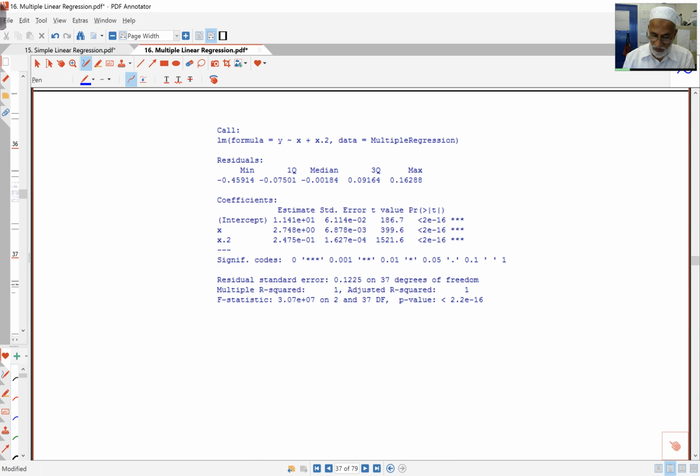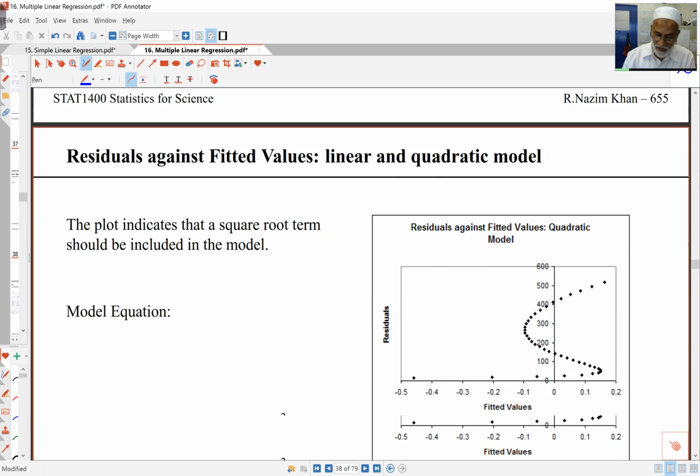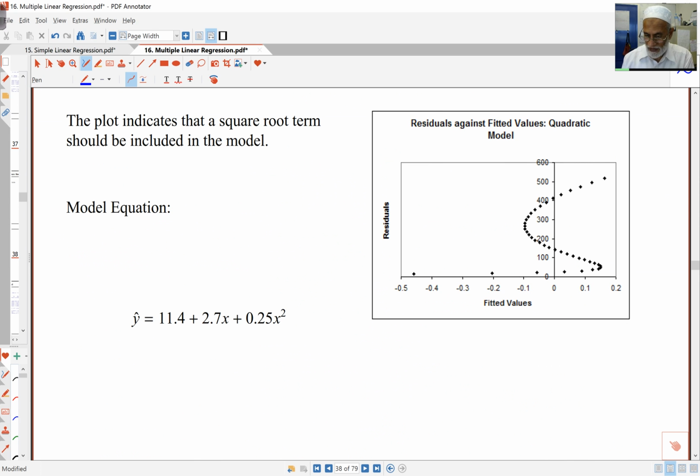So I add that in there. Here's my output for x and x squared. I put in x and x squared in the model. They're all significant. If I look at the residuals against fitted values this time, I get something else here. Now, this is a square root, if you remember before. So it's doubled up here because of the negativity as well, but this half here at least is a square root function. So I require to put in here a square root of x.